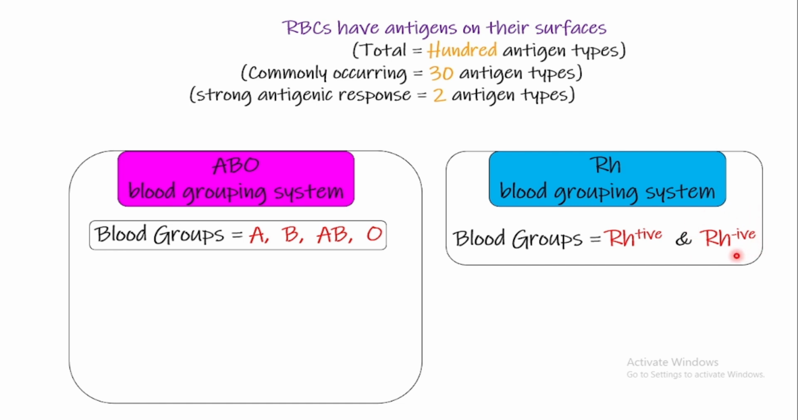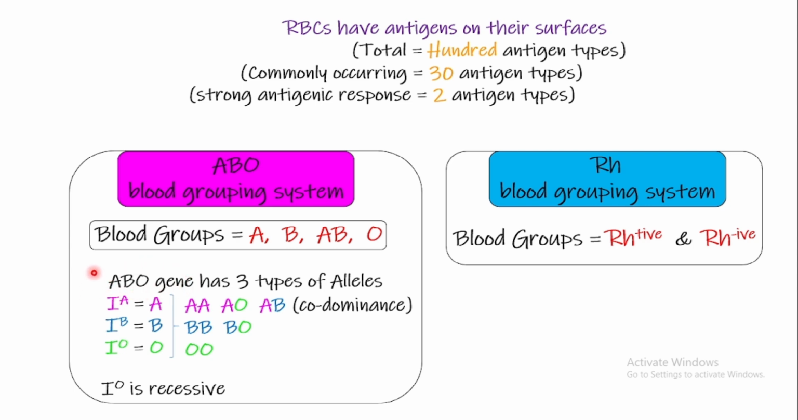Now if a person has antigen A on its surface as well as antigen D, then the blood group is A positive. And if a person has antigen A on its surface but does not have antigen D, then the person is said to have blood group A negative. So these were the ABO and RH blood group systems. Now coming to the ABO blood group system, which genes control these A, B, and O antigens?